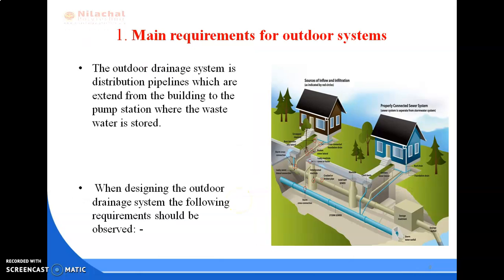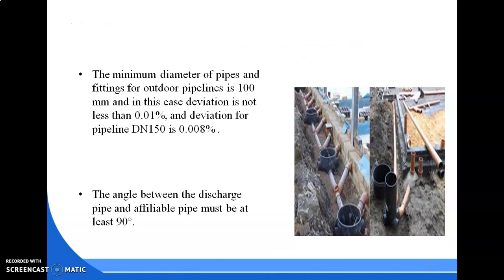So let us discuss the first one. These are the main requirements for outdoor systems. The outdoor drainage system is distribution pipelines which extend from the building to the pump station where the wastewater is stored. And when designing the outdoor drainage system, some requirements should be observed which we have to follow during the construction of the drainage system.